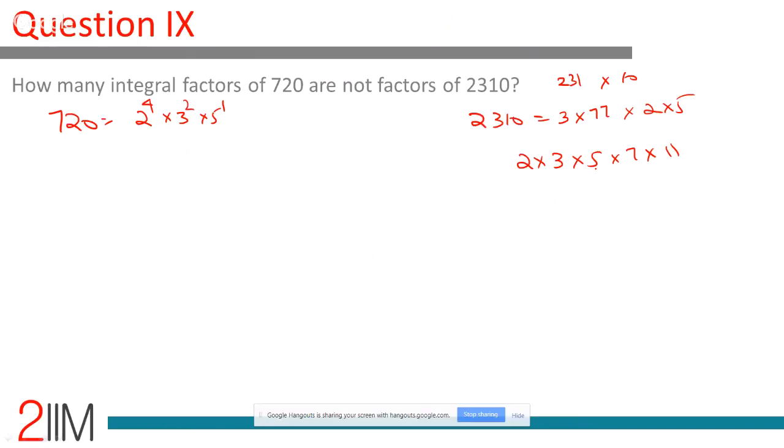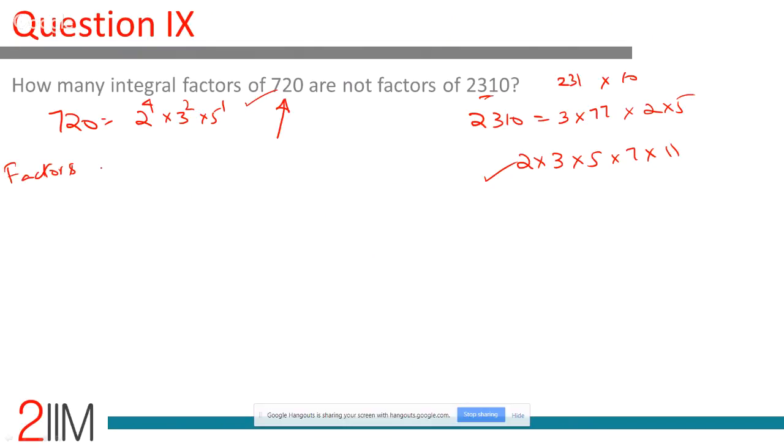I don't know how to do this question, and so I'm just starting off by saying, let me prime factorize this. Let me prime factorize this. So now I want to find how many integral factors of 720 are there that are not factors of this number. So if I find factors of 720, and then I say I'll knock off the common factors, I should be good. Let's find how many factors are there for 720.